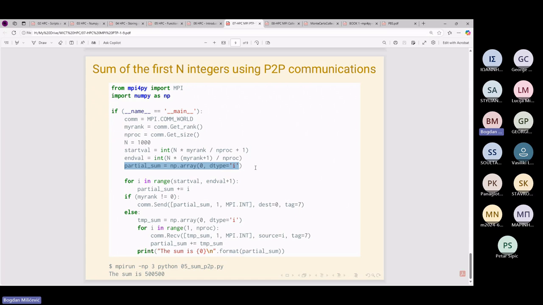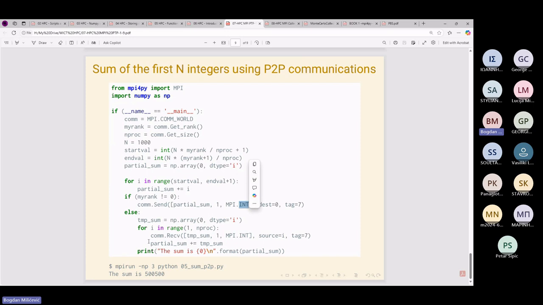Then we are creating a zero-dimensional array for partial sum, and everyone is adding the numbers from their start of the interval until the end of the interval, including the end of the interval. They are adding their own numbers, and once they added their own numbers, then we perform the same task that we did before. If we are not the zeroed process, we are sending our partial sum, but here it is sent as a NumPy array. So we are specifying what we are sending. We are sending just one value, just one element, and it is of type NPI integer.